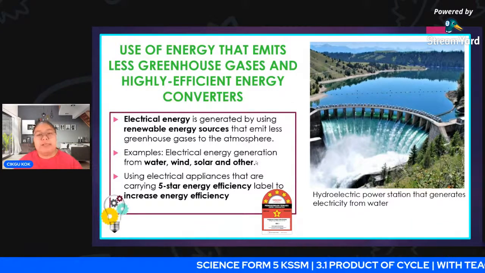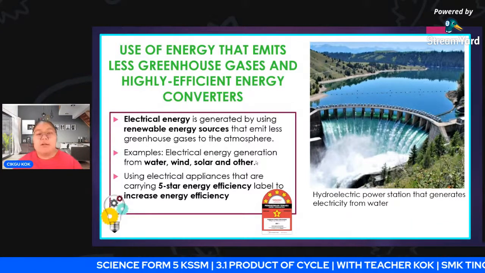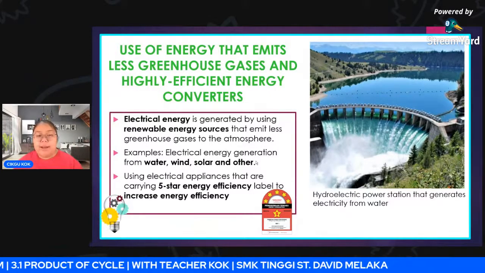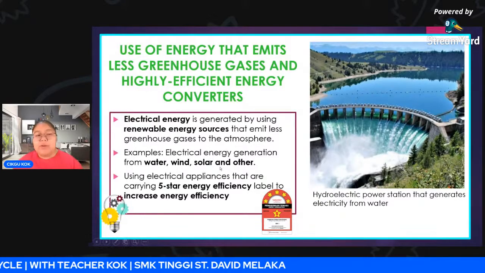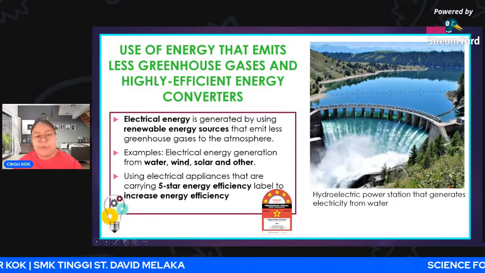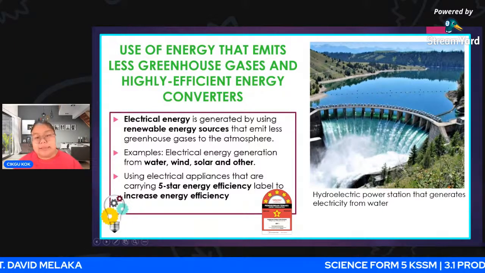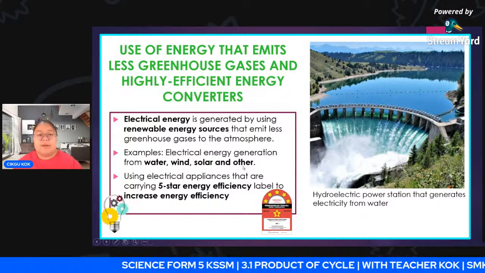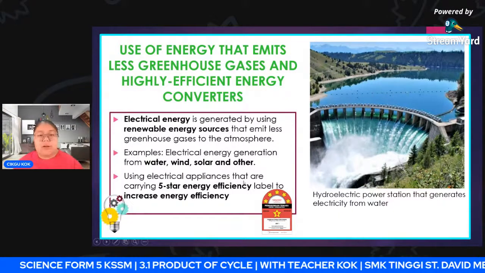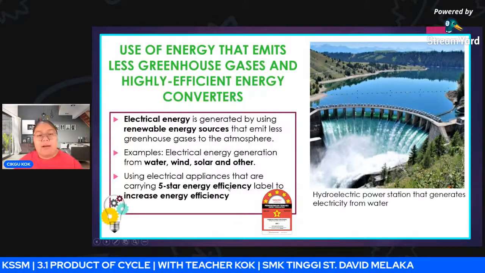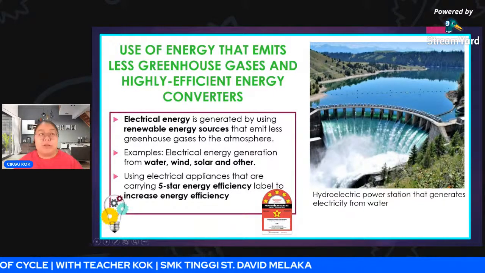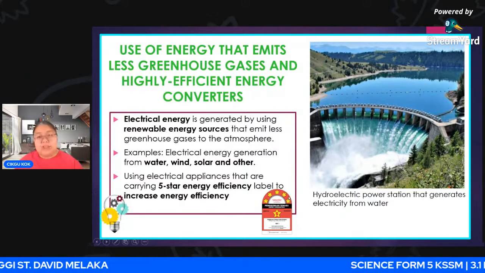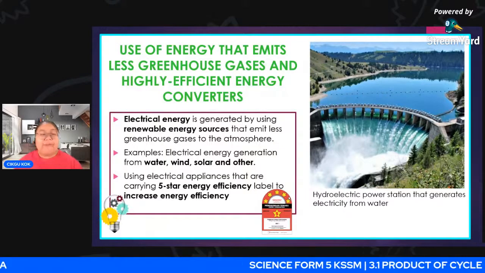Maybe the efficiency is not as high as burning fossil fuels, which for sure become high because they produce high heat energy. But here we need to reduce the carbon footprint. So we need to create another solution that can also generate electricity but reduce greenhouse gases. So from here we use electrical appliances carrying the 5-star energy efficiency label. I think everybody has seen this label before. The more stars, the higher the energy efficiency, and the more energy saved.